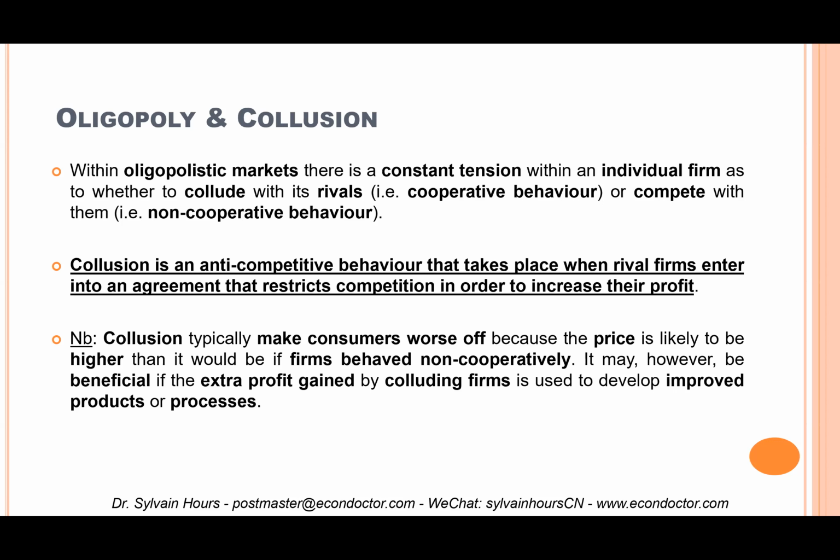So why not just cooperate and say, hey, let's talk, let's not fight, and together we can both benefit from that. So this type of cooperation within an oligopoly, we call collusion. And it's of course an anti-competitive behavior that restricts competition, where you have firms that are supposed to compete, but they don't, so they agree to restrict competition.